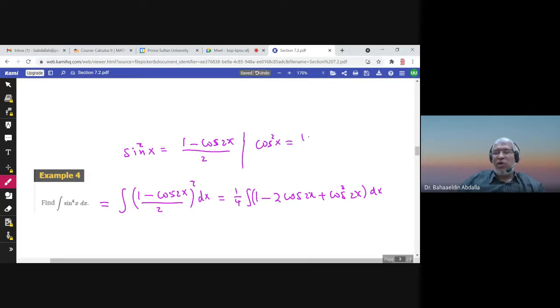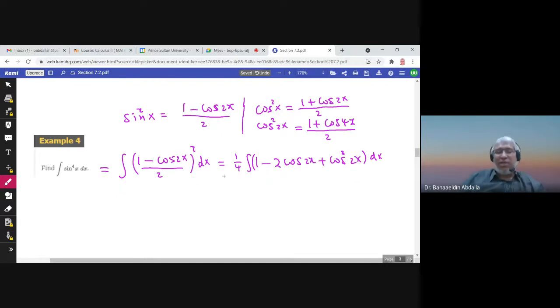Cosine square x is 1 plus cosine 2x over 2. But unfortunately, this is not cosine square x. This is cosine square 2x. So if I have x here, I have 2x here. So if there is 2x here, I'll multiply by 2. So this x is multiplied by 2. So 2x will be multiplied by 2, and it would be cosine 4x. And instead of 2x, I'll have 4x. So this would be cosine square 2x.